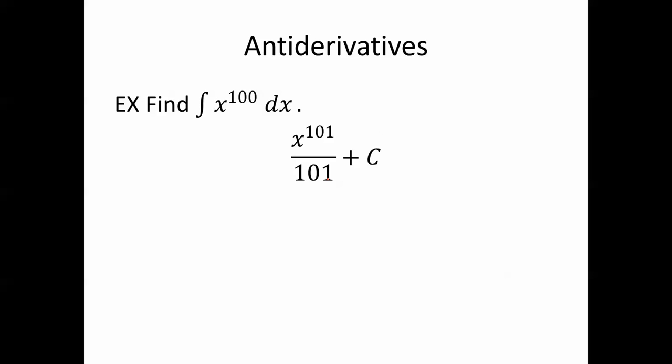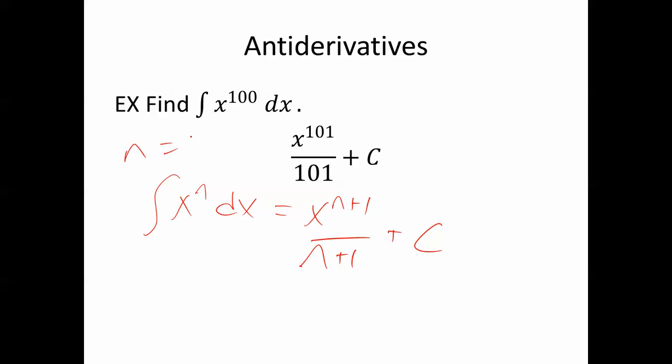So for example, find the antiderivative, find the integral of x to the 100th dx. Now that's going to be x to the 101 over 101. Because again, the antiderivative of x to the n is going to be x to the n plus 1 over n plus 1 plus c. In this case, n is 100, so this exponent here is going to be 101, and the denominator is going to be 101.